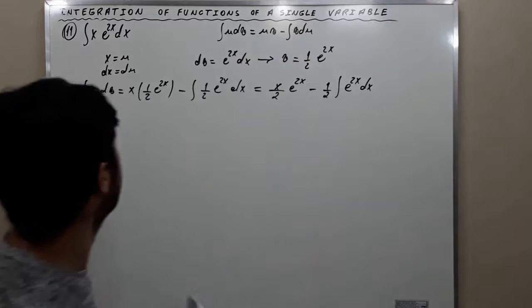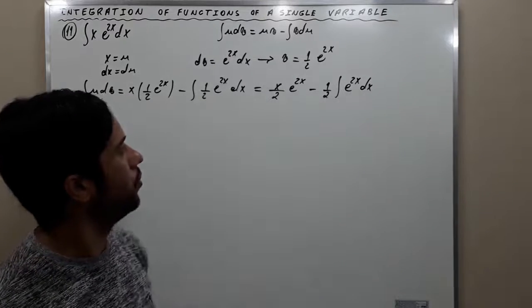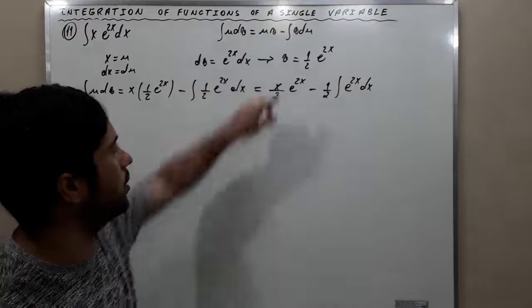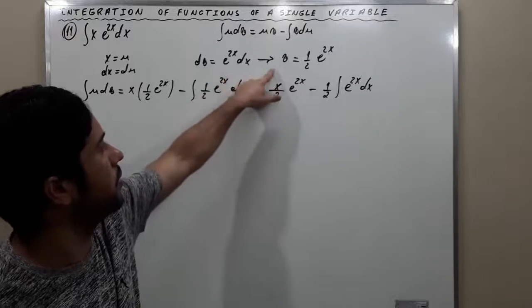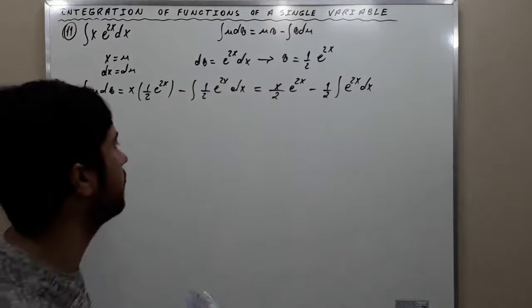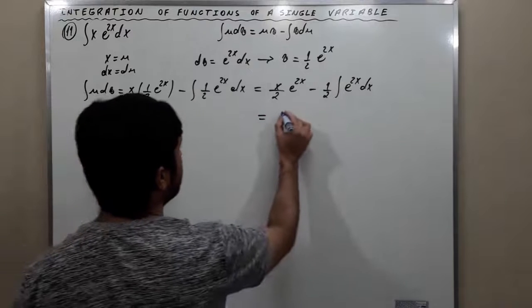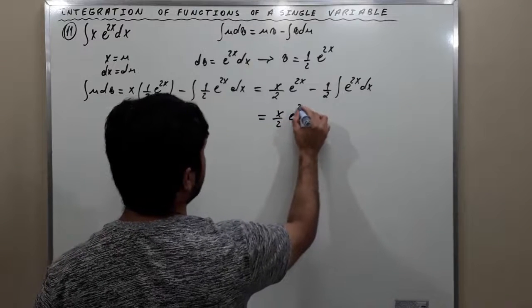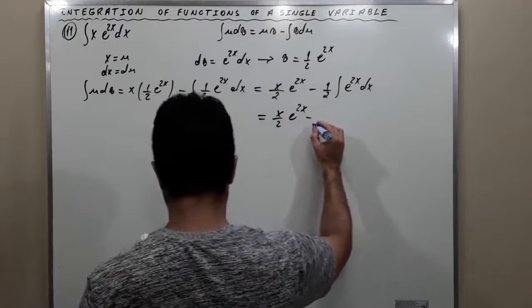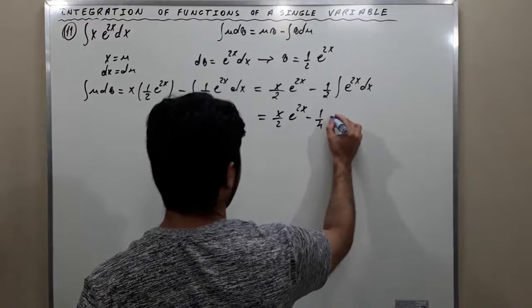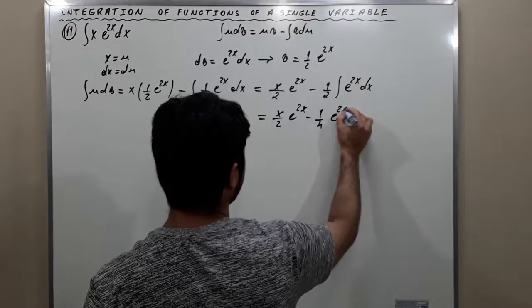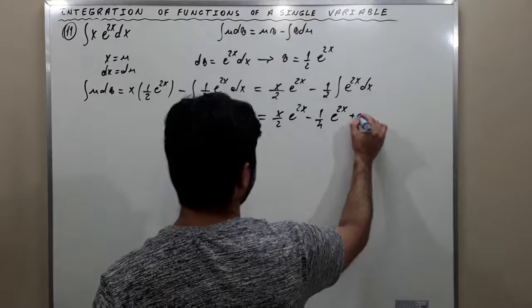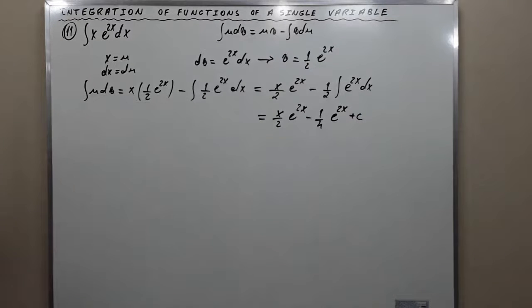And this integral here, we already calculated it, so we already know the result. It then becomes x over 2 e to 2x minus 1/4 of e to the power 2x plus c. Alright, simple. This is the result of exercise 11.